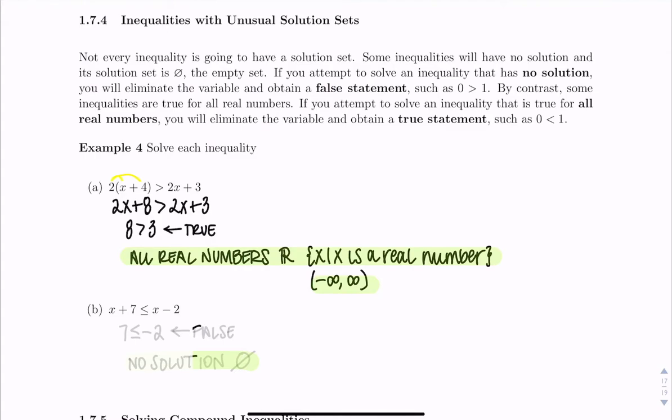Alright, so x plus 7 is less than or equal to x minus 2. So let's subtract x from both sides. Well, this means that I have 7 is less than or equal to negative 2. Now, is that a true statement? This is definitely not a true statement. This is a false statement. And since this is false, that means that the answer is no solution. Or we can write this as that 0 with the slash through it.